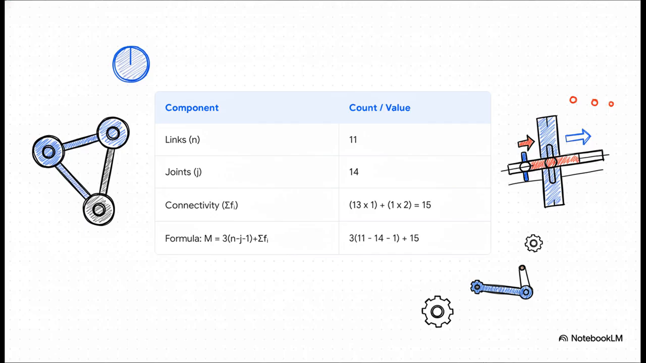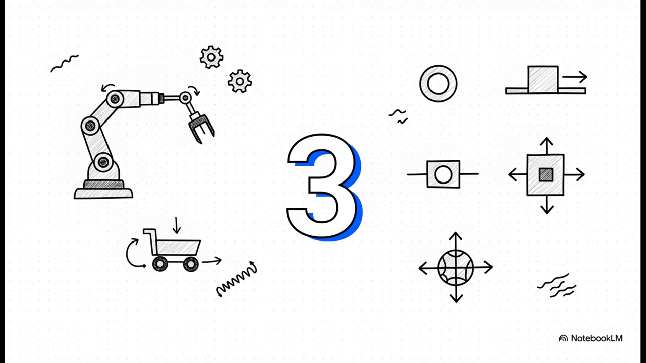That gives us a total connectivity sum of 15. We plug all that in, run the calculation, and we get a mobility of 3. So this more complex system has 3 independent ways it can move. This just shows how the formula can easily handle all sorts of different joints, as long as we're careful with our counting.